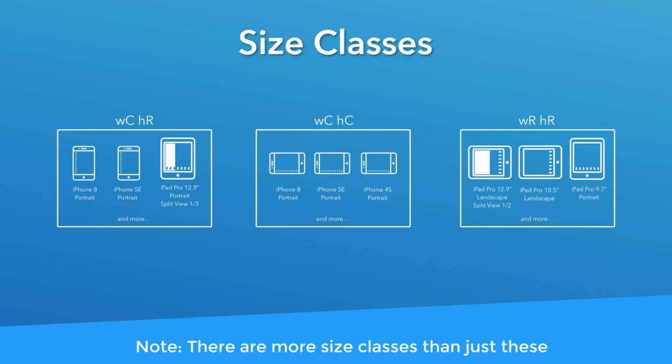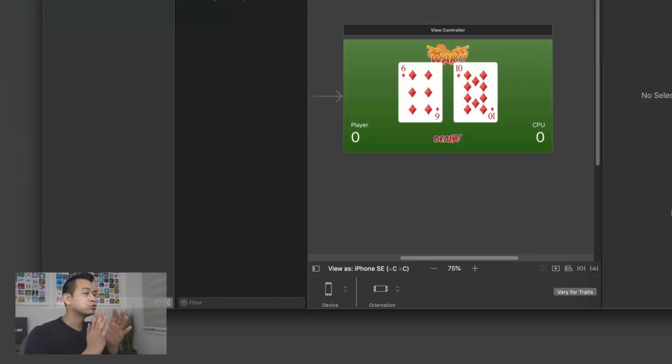And in the case where you don't care about size classes and you want to add your constraint for all of them, it would just be any width and any height. Now let's dive back into our Xcode project, and I can show you how we can add a constraint for a specific size class.